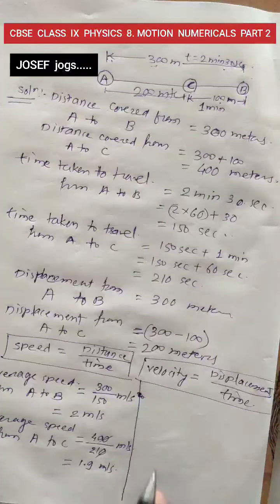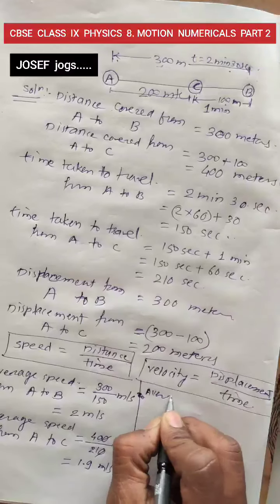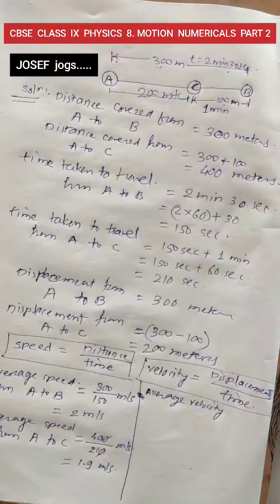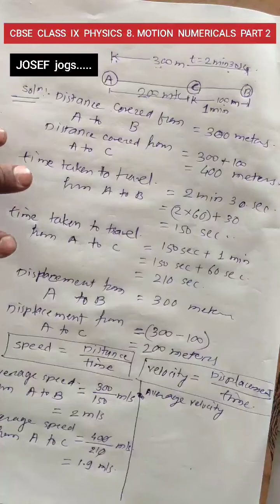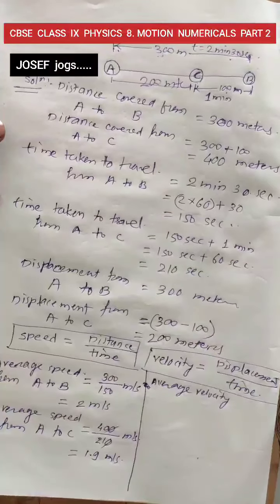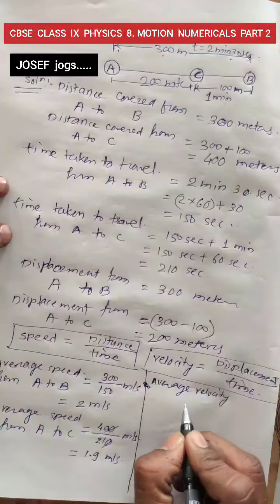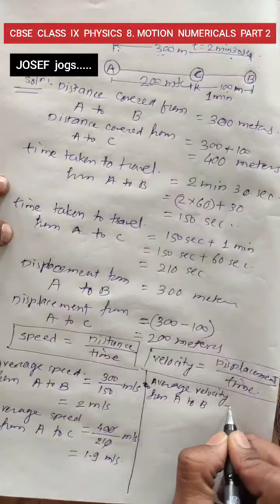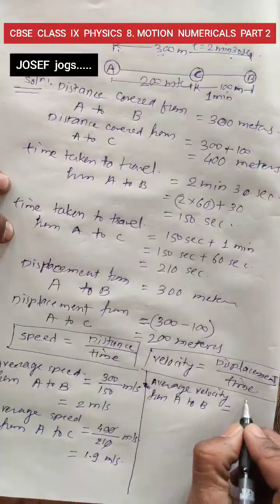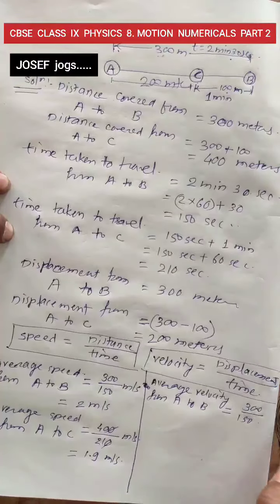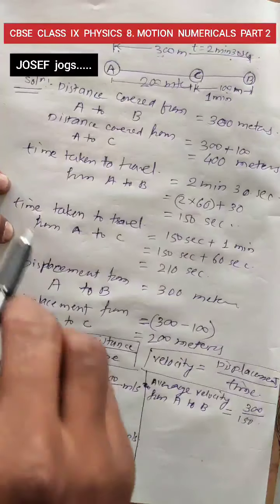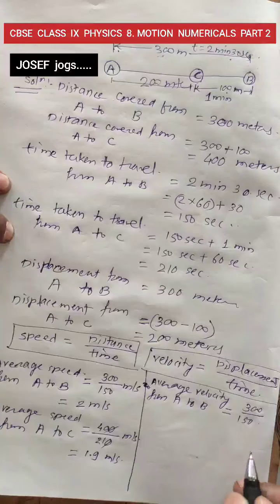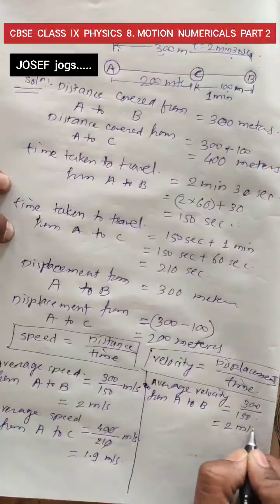And now we have to calculate the average velocity. What is the formulation for calculating the average velocity from A to B? Here from A to B, that is 300 upon 150, because for average velocity the displacement is 300 and the time taken is again 2 minutes 30 seconds, that is 150. So here again 2 meters per second.